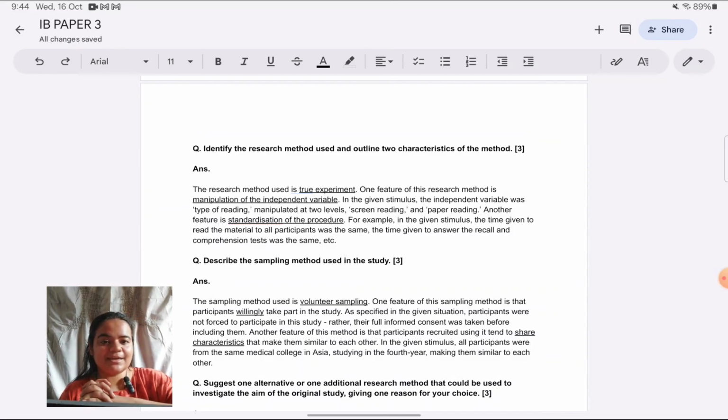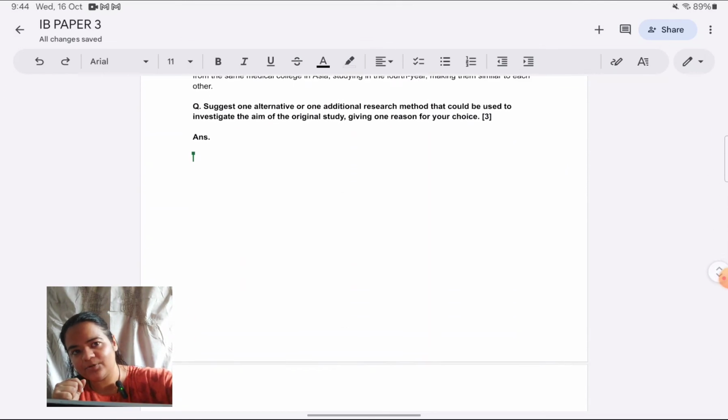So don't just write, for example, that we should do a field experiment because it has less demand characteristics and because it is done in a real setting. Be more specific than that and write with respect to the stimulus why it would be important to avoid demand characteristics or to have a real setting. So again, I'll give you an example of this.